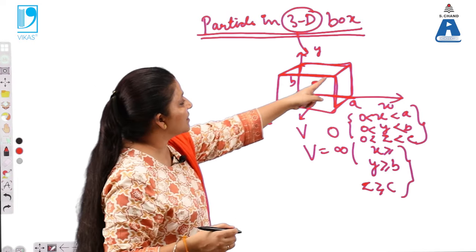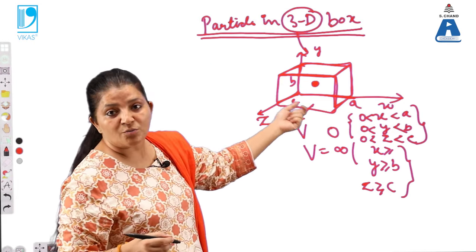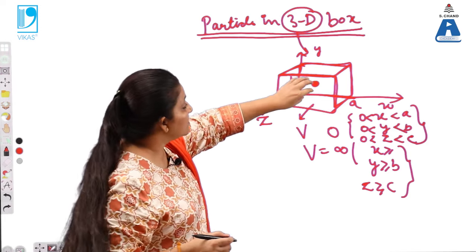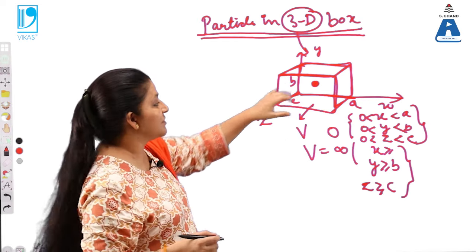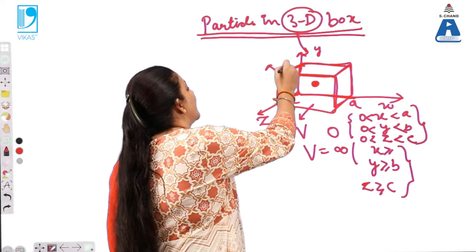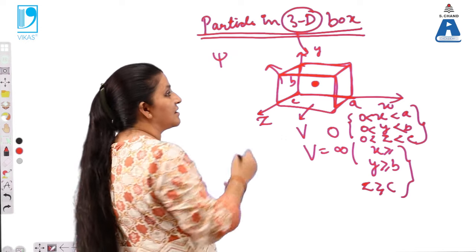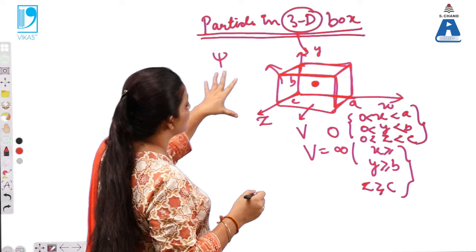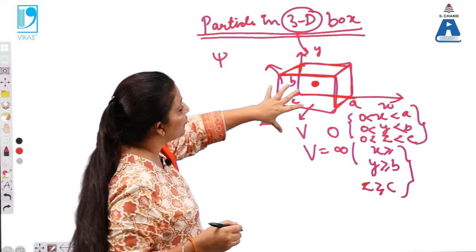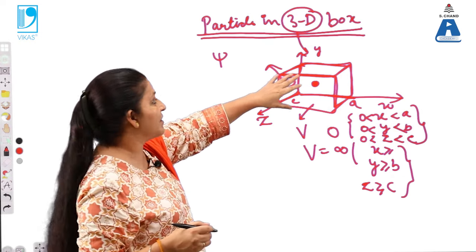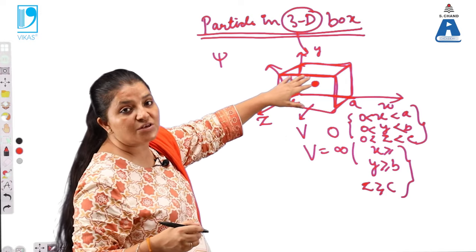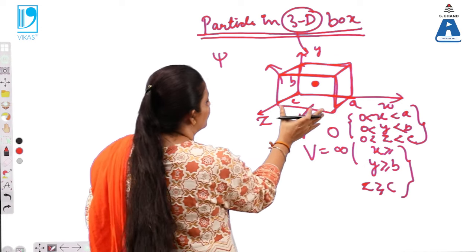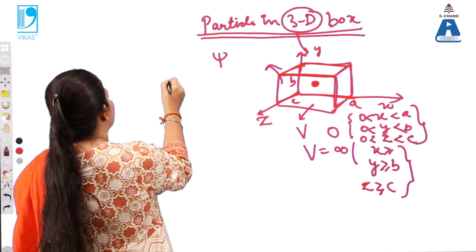Again, when the particle moves in this box, matter waves are associated with the moving particle, and these matter waves can be represented by the wave function psi. So psi is a wave function which represents the matter waves. Now, how can we find the equation for these matter waves? That can be solved by using the Schrodinger wave equation. The Schrodinger wave equation in the 3D box can be written like this.